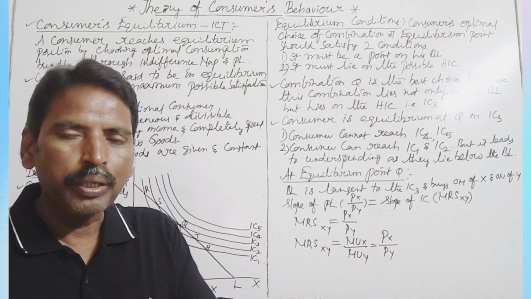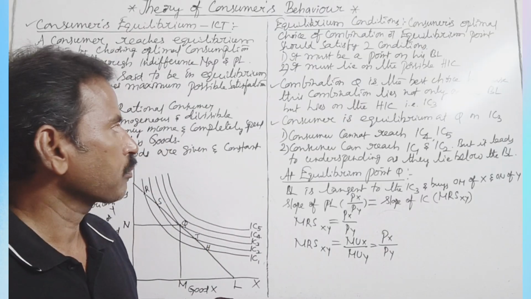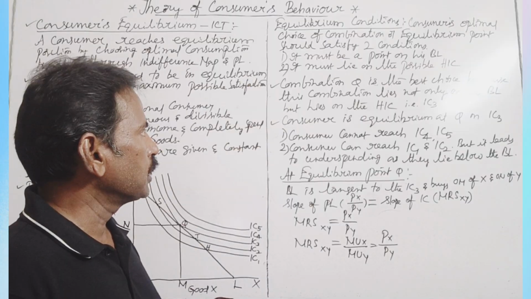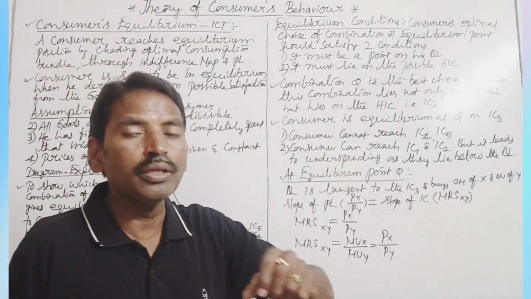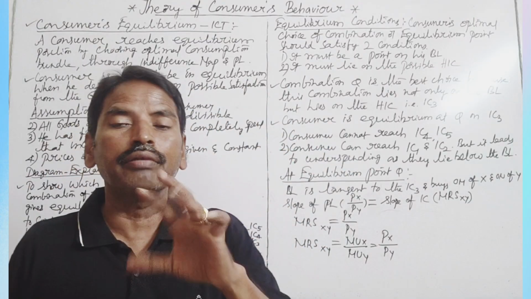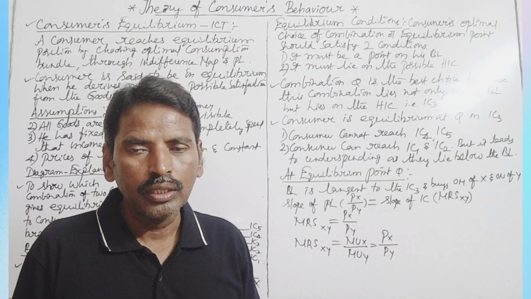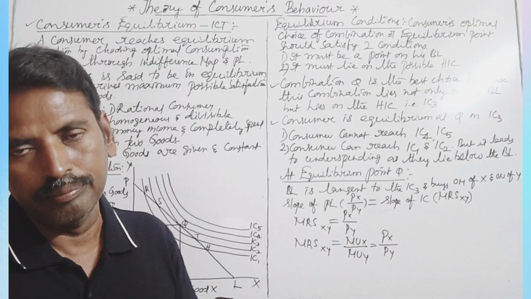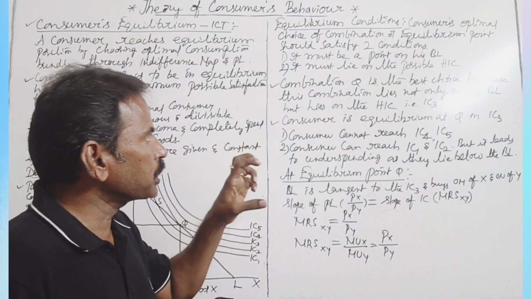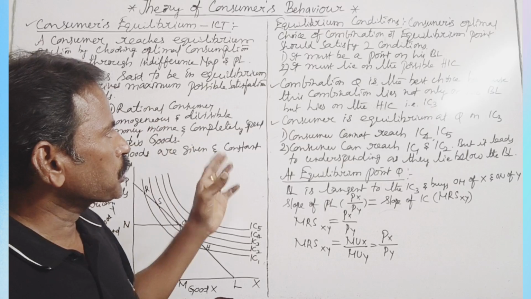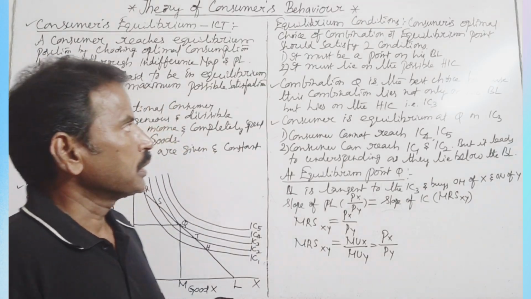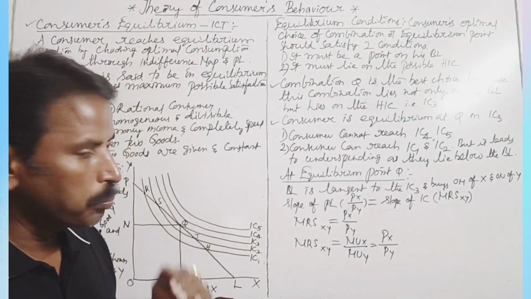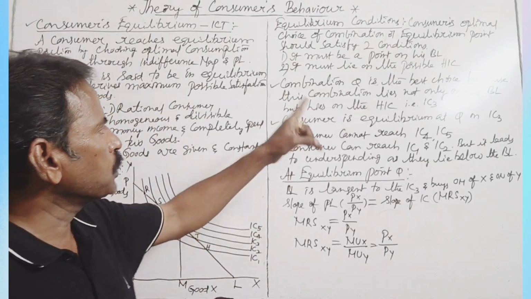Equilibrium point should be a point on the budget line. It must be a point on his budget line. Second condition is, it must lie on the possible higher indifference curve. This equilibrium point must be on the possible higher indifference curve. These are the two conditions required. The consumer should satisfy. That means consumer's optimal choice of combination, or equilibrium point, should satisfy these two conditions.